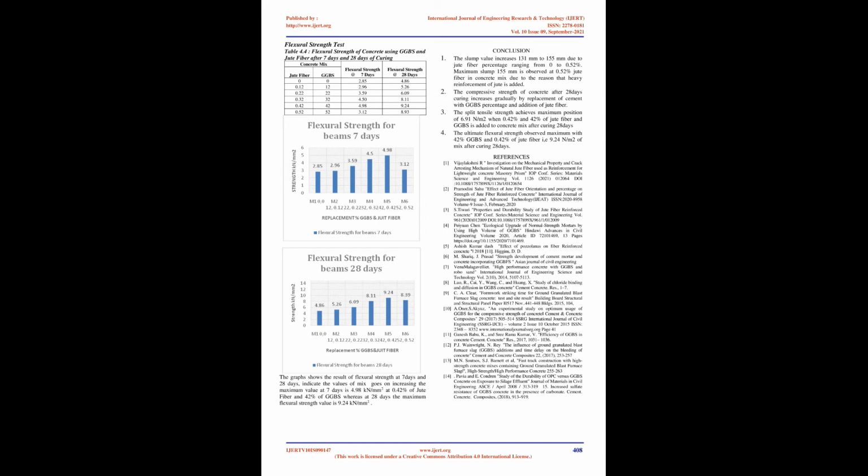The graphs show the result of compressive strength at 7 days and 28 days, and indicate the values of the mix go on increasing. The maximum value at 7 days is 25.96 kN/mm2 at 0.42% of jute fiber and 42% of GGBS, whereas at 28 days the maximum compressive strength value is 48.5 kN/mm2.